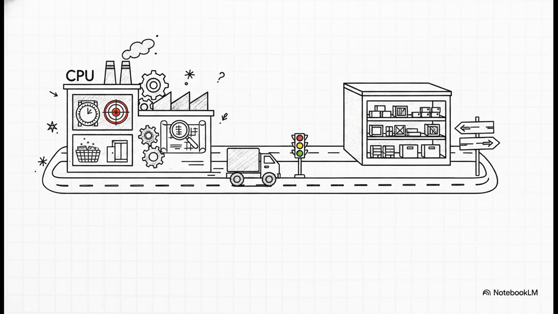Now, connecting this factory to the outside warehouse, your main memory, are the buses. You can think of the address bus like a delivery label, sending the location out to memory. The control bus is kind of like a traffic light, sending read or write signals. And the data bus? That's your actual delivery truck, hauling the content straight back to the CPU.